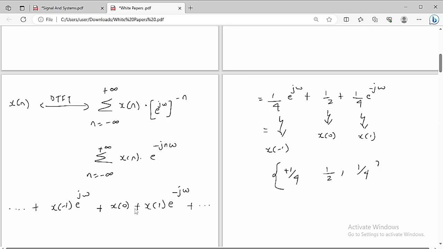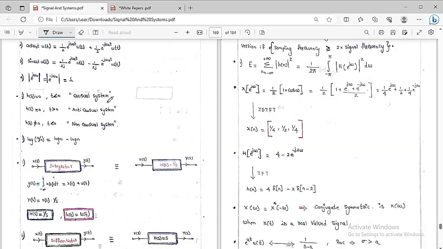So this is the x of n. And this arrow you have to keep, because this is the value at n is equal to 0. So this is what we are going to get. So what is the answer? 1 by 4, 1 by 2, 1 by 4.